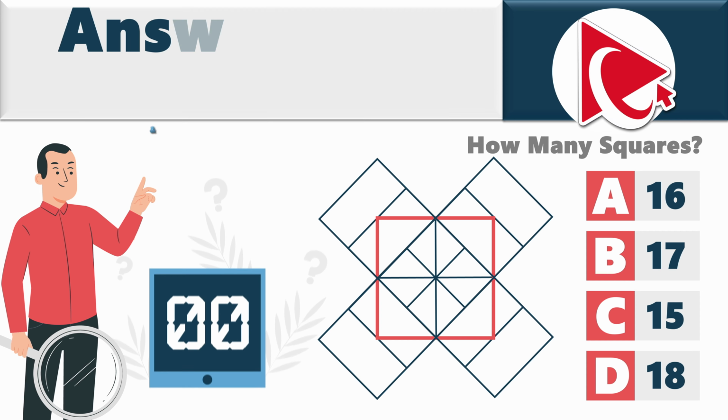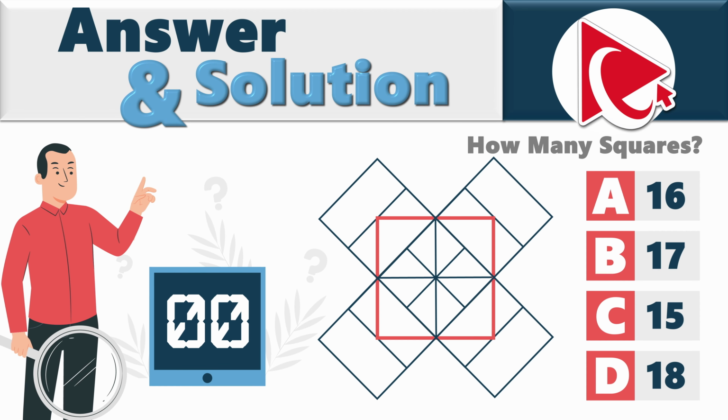And now is the moment of truth. Let me show you all the squares that are inside of this shape. Let's count them together. 1, 2, 3, 4, 5, 6, 7, 8, 9, 10, 11, 12, 13, 14, 15, 16, 17, and 18. So the correct answer here is choice D, 18.